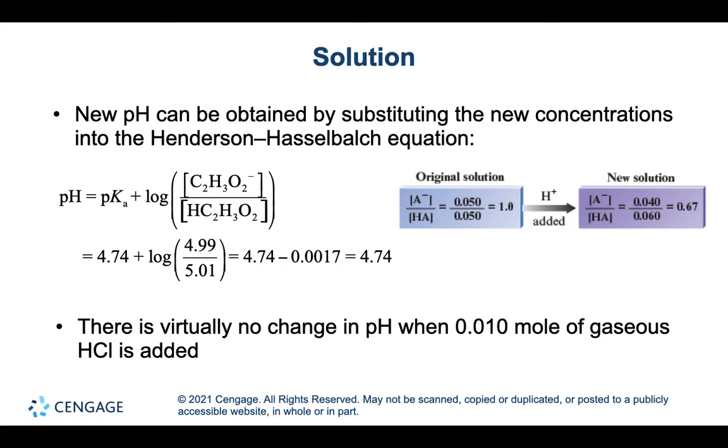However, in the case of part B, because the A minus and HA start at 0.05, 0.01 is going to make a difference in that ratio. See, 0.05 and 0.05 was your original amount for part B, and after the reaction, your A minus is now down to 0.04 because 0.01 moles of H plus reacted with it, and your HA is up to 0.06. So now we're looking at a ratio of 2/3 for your base to acid.